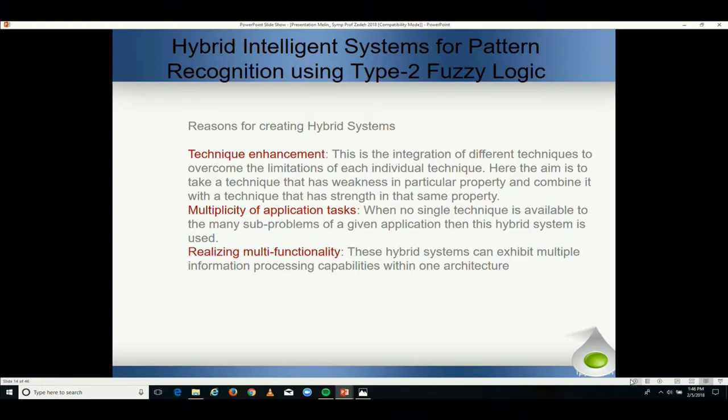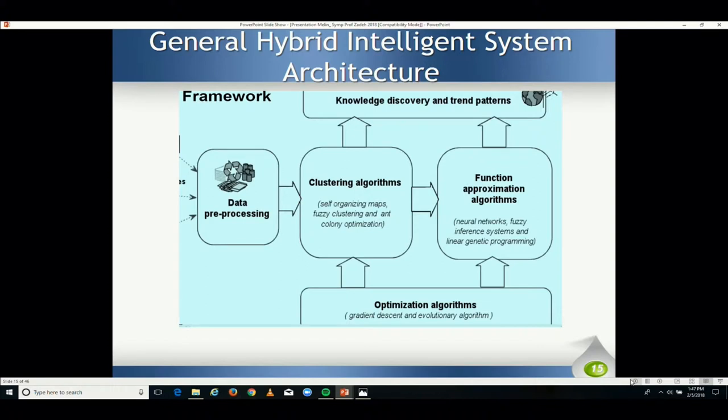You know that Professor Zadeh says working in hybrid systems is better for solving complex systems, and he says we need to combine the different computational intelligence techniques to build intelligent systems. And that's my inspiration to build these hybrid intelligent systems. This is a general architecture frame where we can see how we construct a hybrid intelligent system architecture.